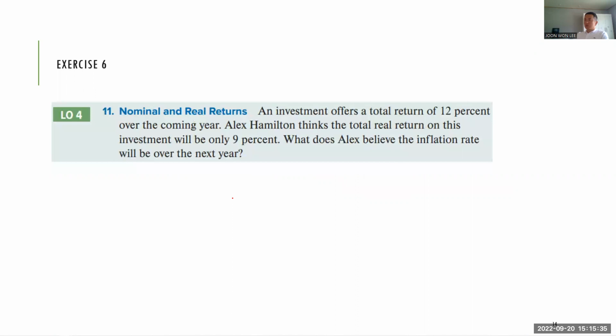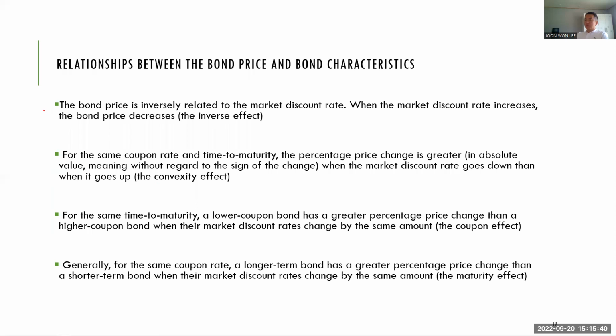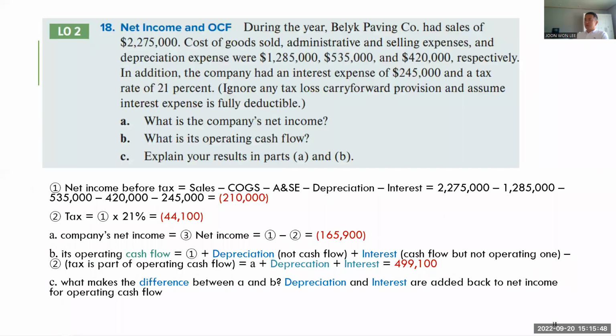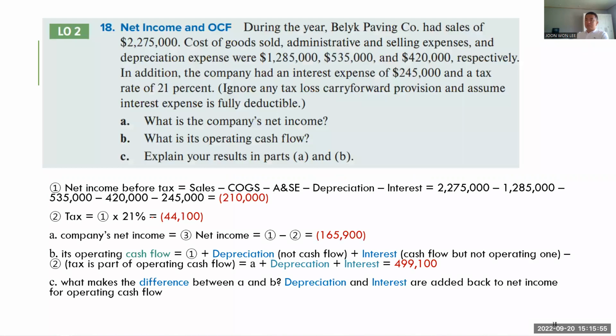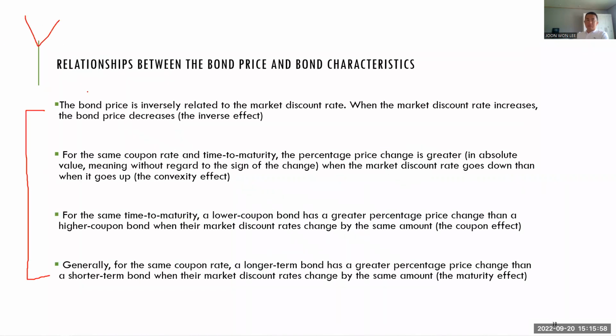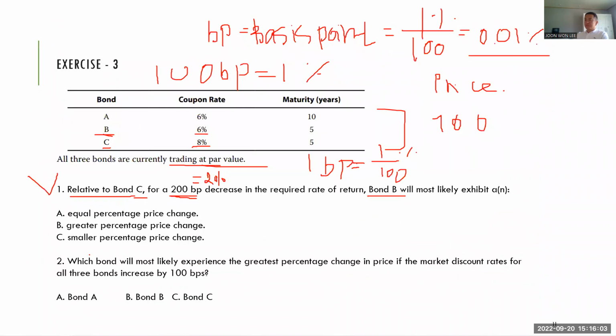I think this question should come after understanding the relationship between bond price and the bond characteristics. So I'm going to take this question after explaining this part. Which bond will most likely experience the greatest percentage change in price? I think this one is a little bit difficult for you right now.